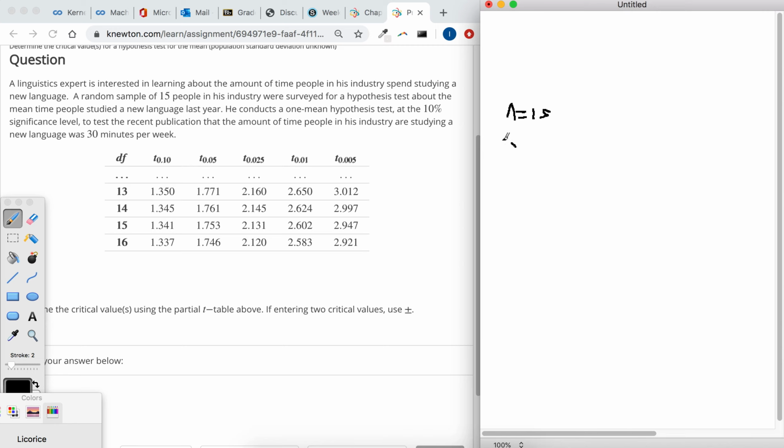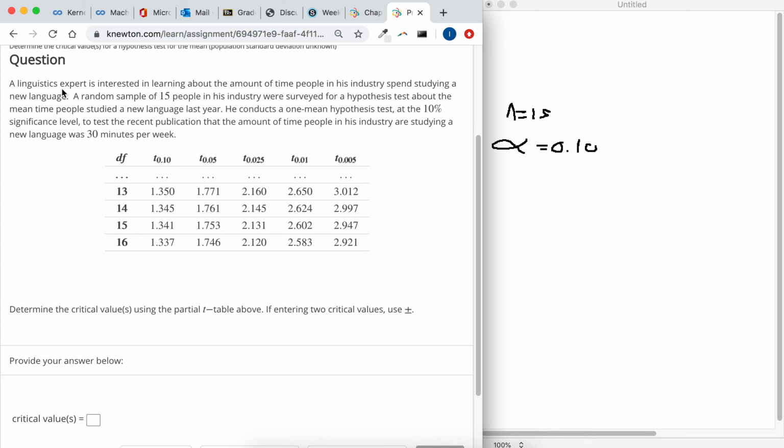We're testing the hypothesis at 10% significance level. That means alpha is 0.10. And another thing you need to know when you're trying to gather a test statistic is whether it's a one-tailed or two-tailed test. So a linguistics expert is interested in learning about the amount of time people in his industry spend studying a new language. Random sample, hypothesis about the mean new language per year. Nothing is said greater than or less than, or different, anything to tell us whether it's left or right or two-tailed. Conducts a one-mean hypothesis, 10%.